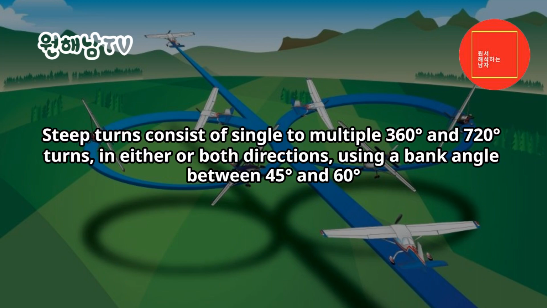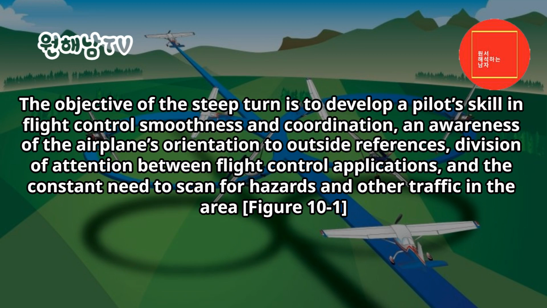Steep turns. Steep turns consist of single to multiple 360 degrees and 720 degrees turns, in either or both directions, using a bank angle between 45 degrees and 60 degrees. The objective of the steep turn is to develop a pilot's skill in flight control, smoothness and coordination, an awareness of the airplane's orientation to outside references, division of attention between flight control applications, and the constant need to scan for hazards and other traffic in the area.